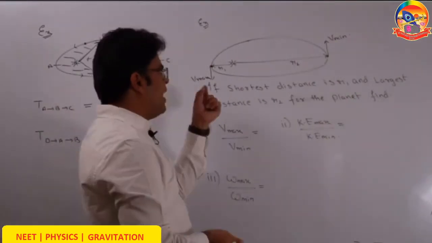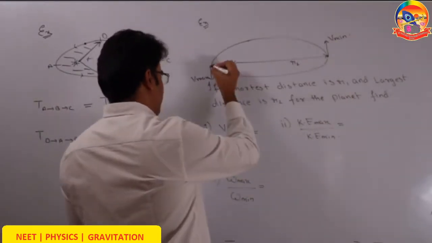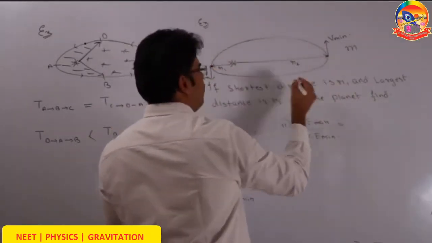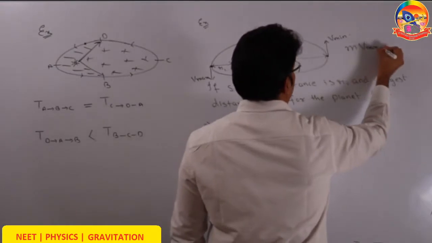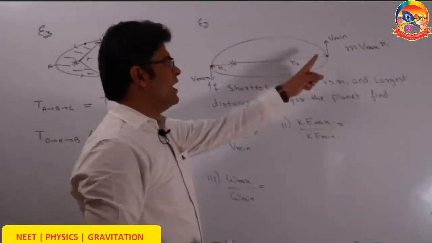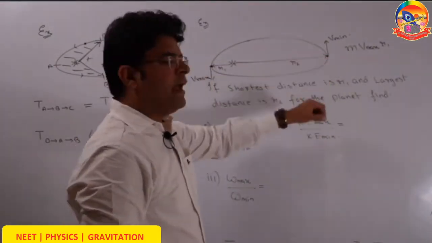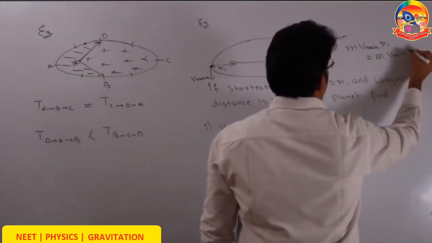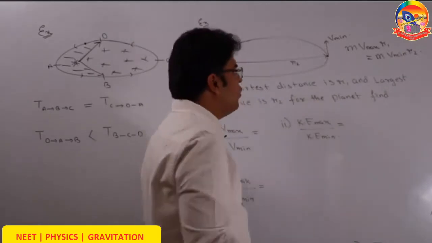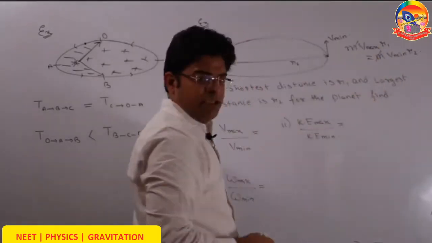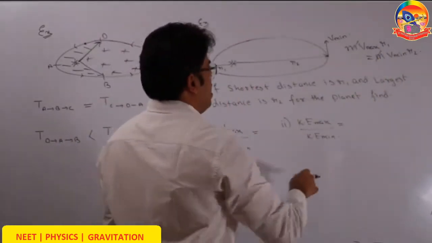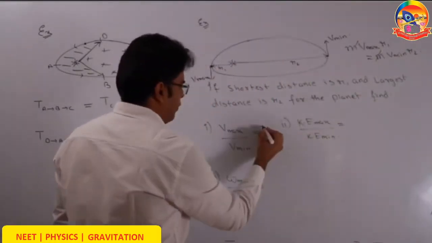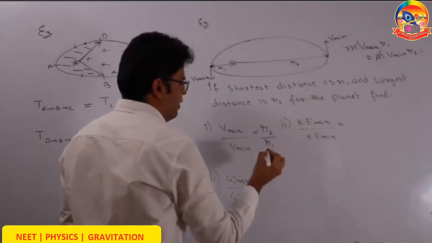Beta, very simple, from angular momentum conservation. Angular momentum at the initial position is m V max into R1, and this is equal to the angular momentum at aphelion, that is m into V minimum into R2. You can cancel out the mass of the planet in both places. So you will get V max by V minimum equals R2 by R1.